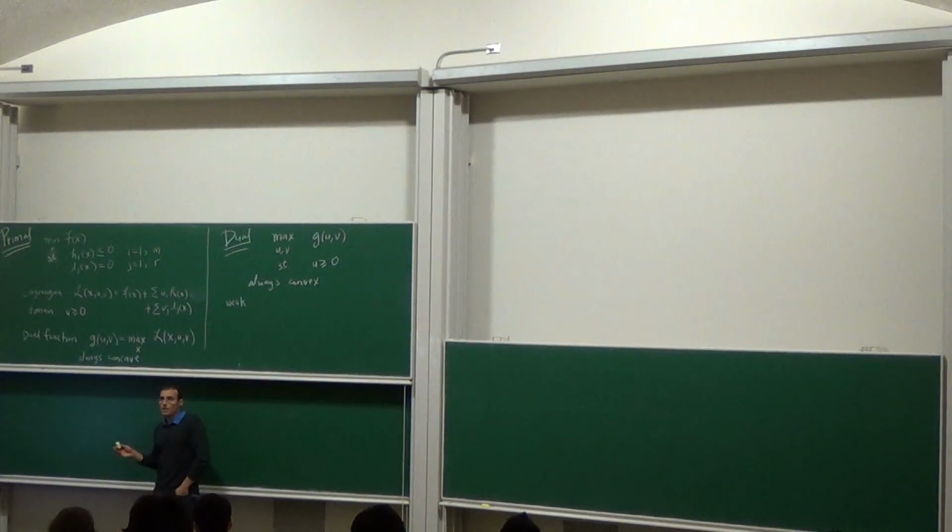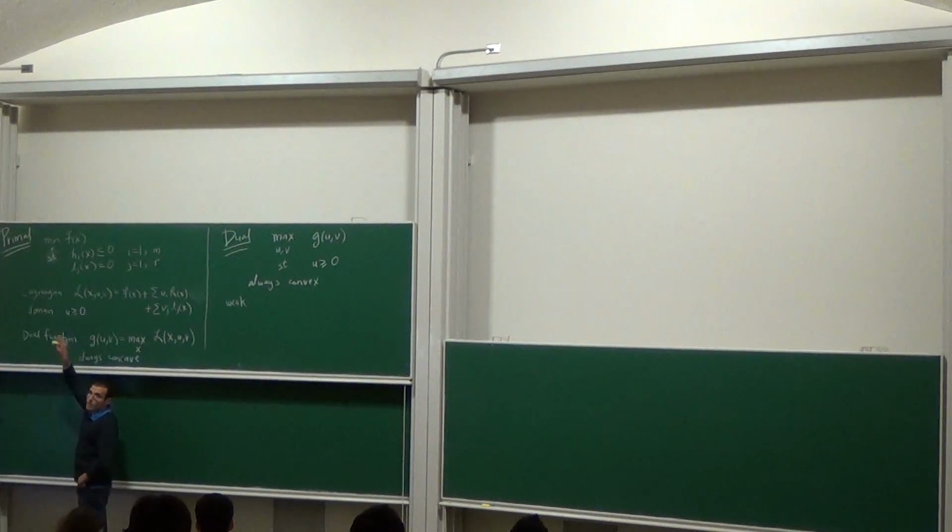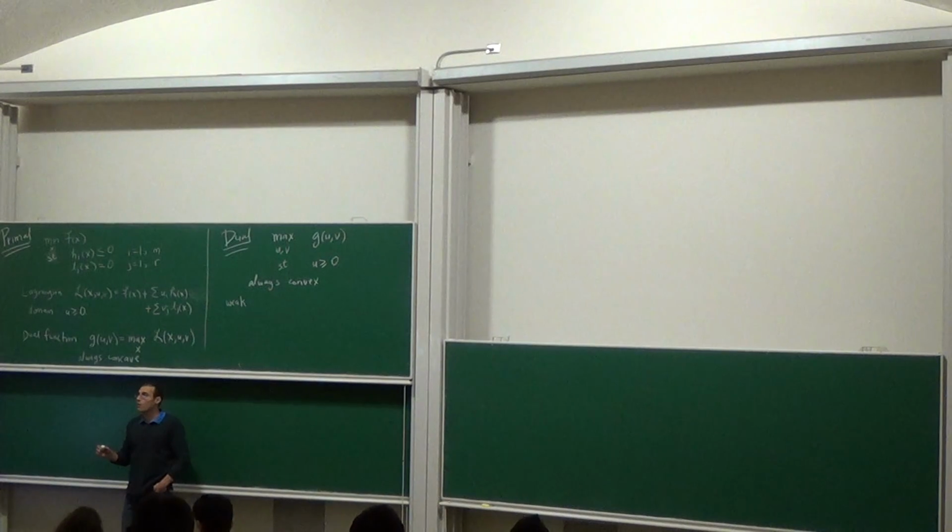This has the property that if x were feasible for this problem, meaning that hi of x was less than or equal to 0 and lj of x equal to 0 for all i and j, and we took u to be non-negative in every component, then L of x, u, v is going to be smaller than or equal to f of x. Right? That's just because this term is going to be 0, and this term is going to be less than or equal to 0.